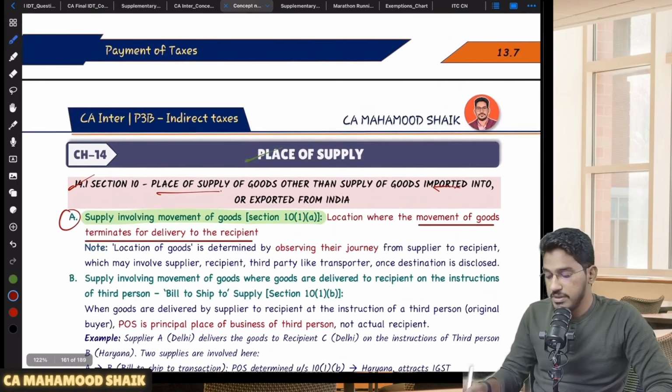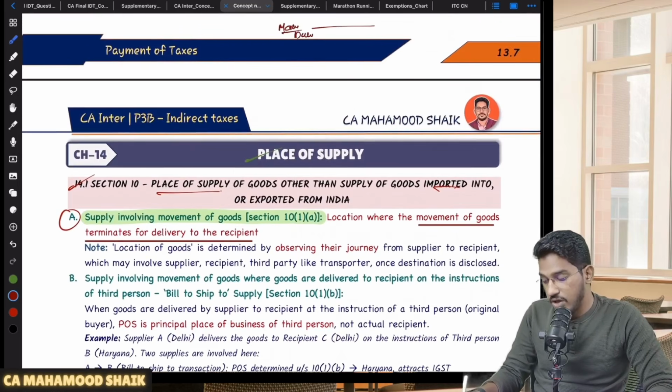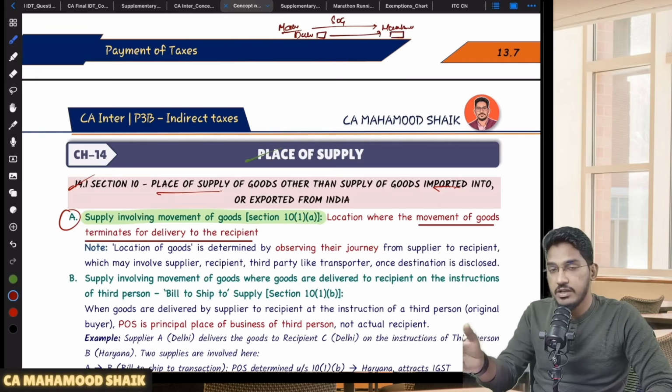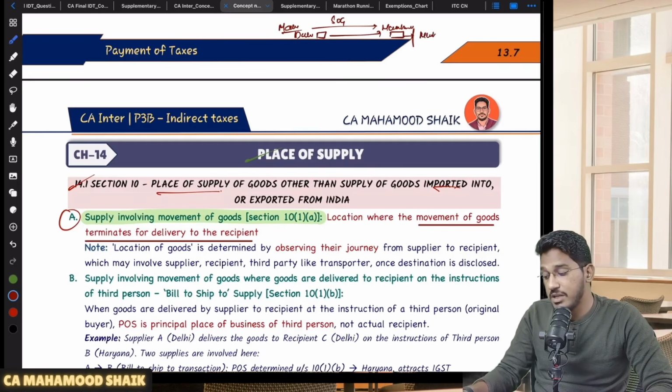If I give you a simple scenario, let us say a manufacturer is located in Delhi. He has got an order from a customer who is in Mumbai. Now these goods are required to be moved. This supplier is making a supply of goods which involves movement. The movement is starting from here. Where will the movement come to an end? The movement will come to an end at Mumbai, at the recipient's place. Wherever the movement is terminating, that will become the place of supply. So the place of supply will become Mumbai, which is Maharashtra.